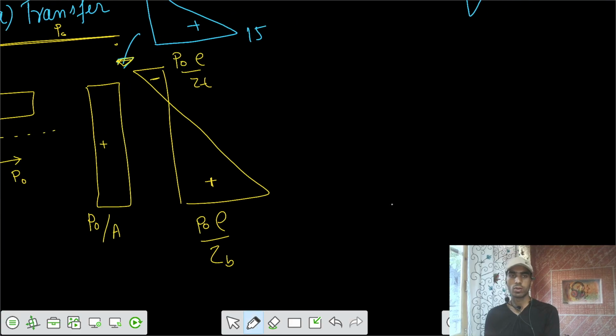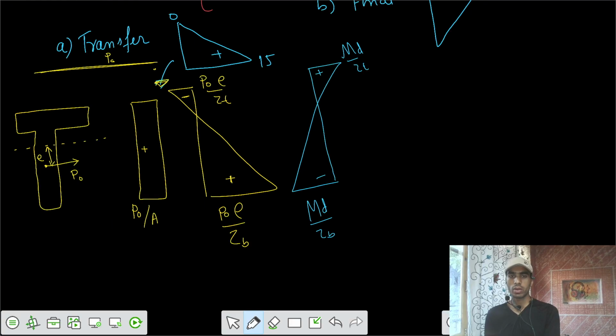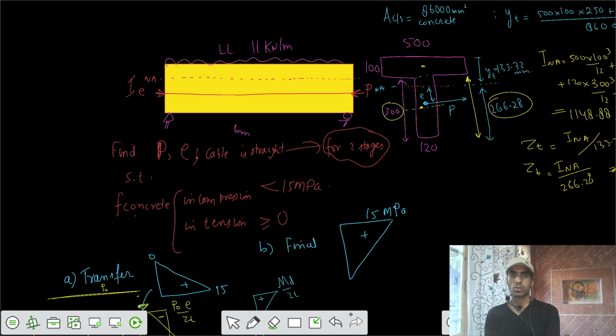After that we have to ensure the effect of the dead load now. Effect of the dead load: top compressive, bottom tensile, M dead by Z bottom, M dead by Z top. So that's negative. Yeah, this is positive, this is negative. And we need to calculate the dead load effect also. Dead load moment. Can you calculate the dead load moment?